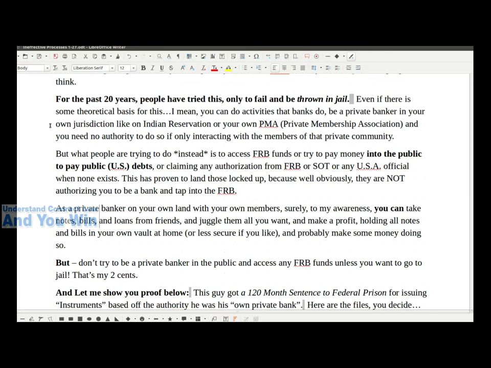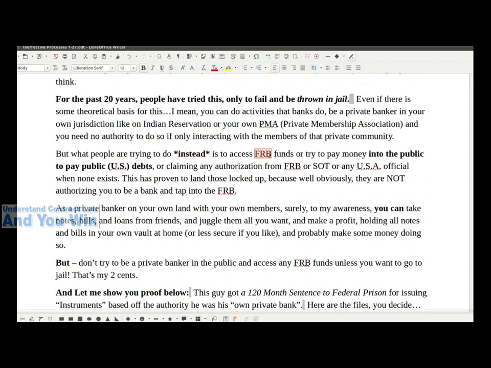Basically what I'm saying is, if you have your own place, your own community and your own private association, you can do the things that banks do. You can loan money, you can sign and accept promissory notes, you can do all sorts of things outside the United States and not need the United States or the Federal Reserve Bank. You can create your own system. That's not illegal. But instead of creating their own system with their own members, people are actually trying to access the United States Federal Reserve Bank's funds.